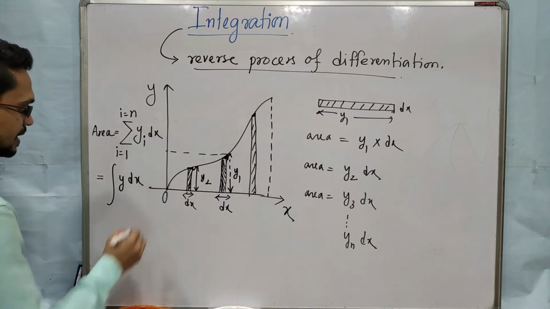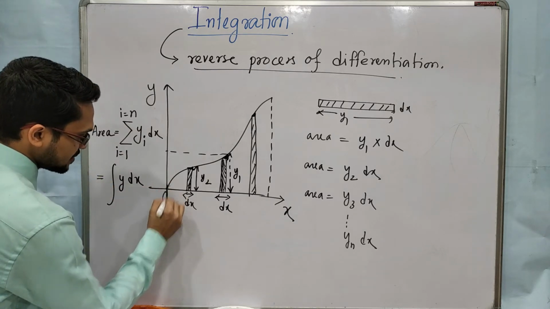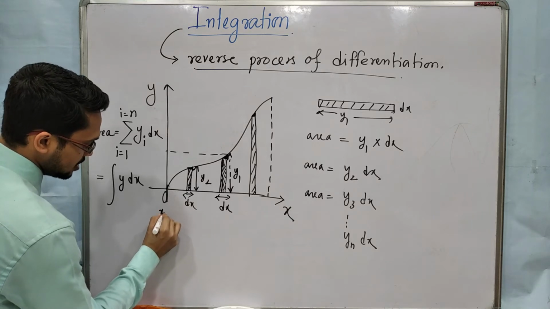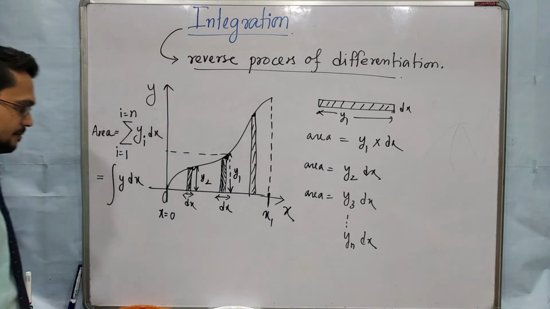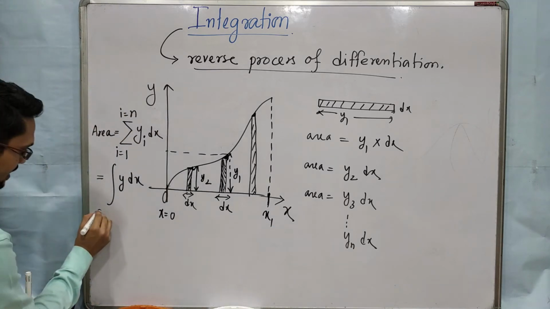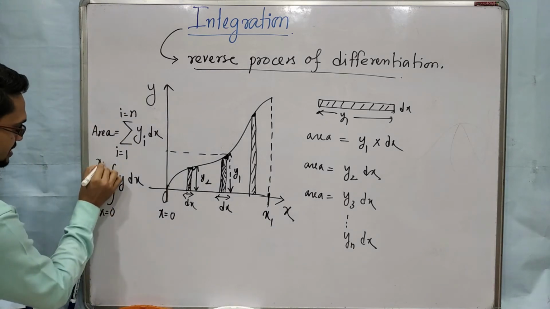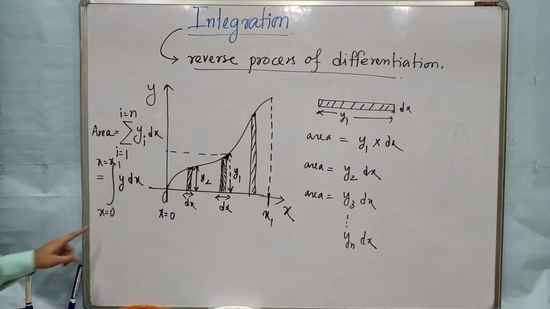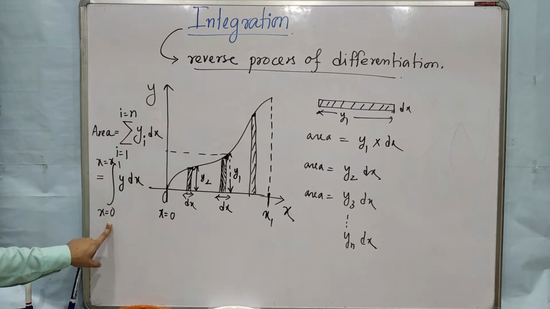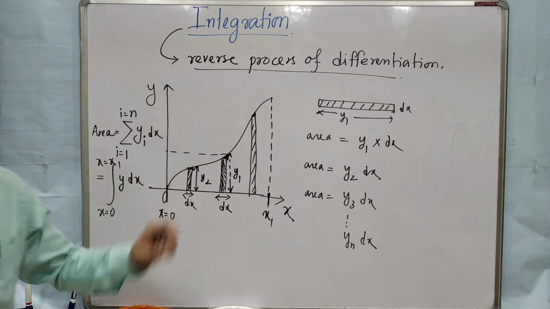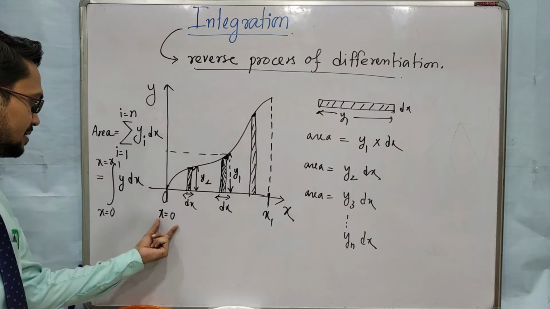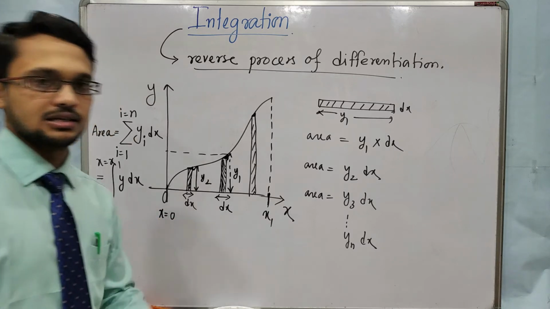Now suppose you want to find the area from this point. This point means x equal to 0 to this point. This point means suppose x equal to x1. Then we will put here x equal to 0 to x equal to x1. These are the two limits. This is the lower limit, from which point we have to consider, and this is the upper limit, up to which point we have to consider. Here lower limit 0, upper limit x1.